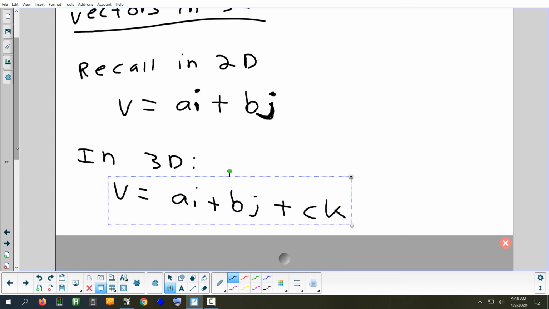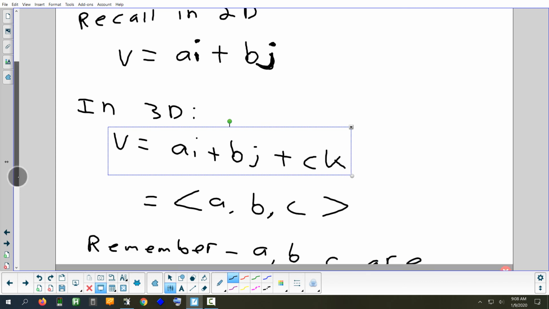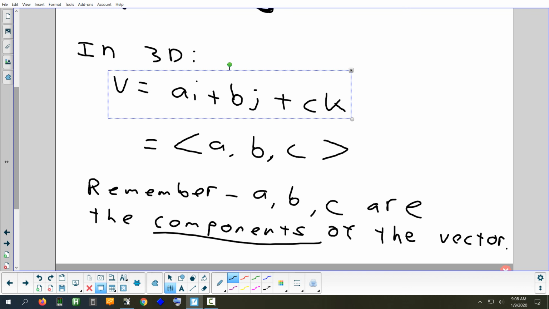So now A would be a number that represents movement along the x-axis. B would be a number that tells you the y-axis component. C would be a number that tells you the z-axis component. So A, B, and C would all be numbers, like 2i plus 5j minus 6k. Okay, they would all be numbers. And the A, the B, and the C are the components of the vector. The x-axis, the y-axis, and the z-axis.